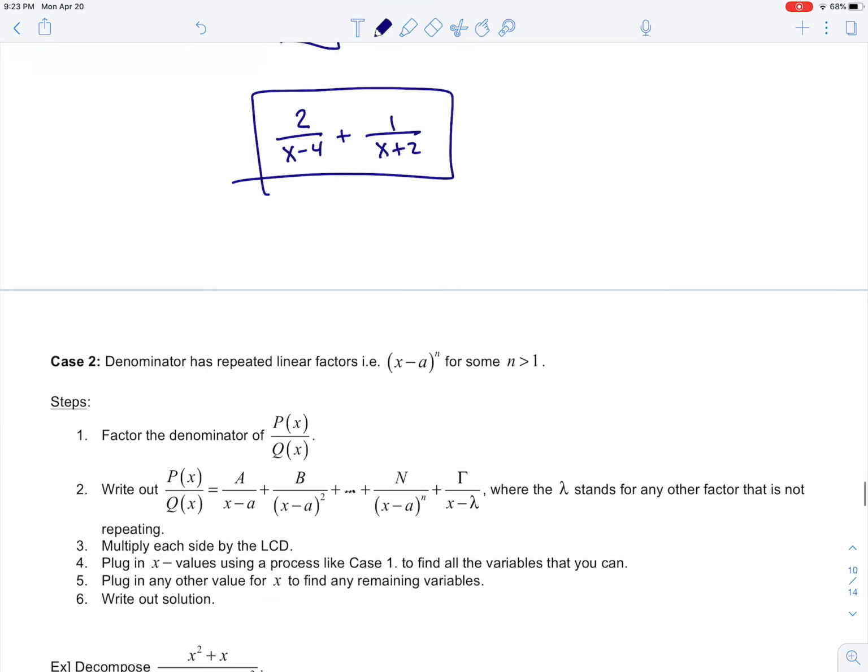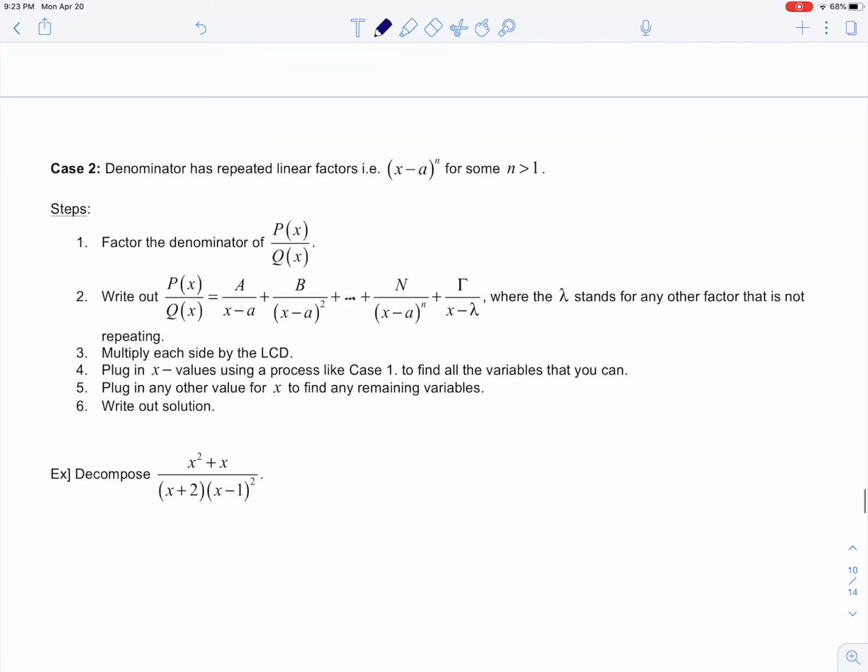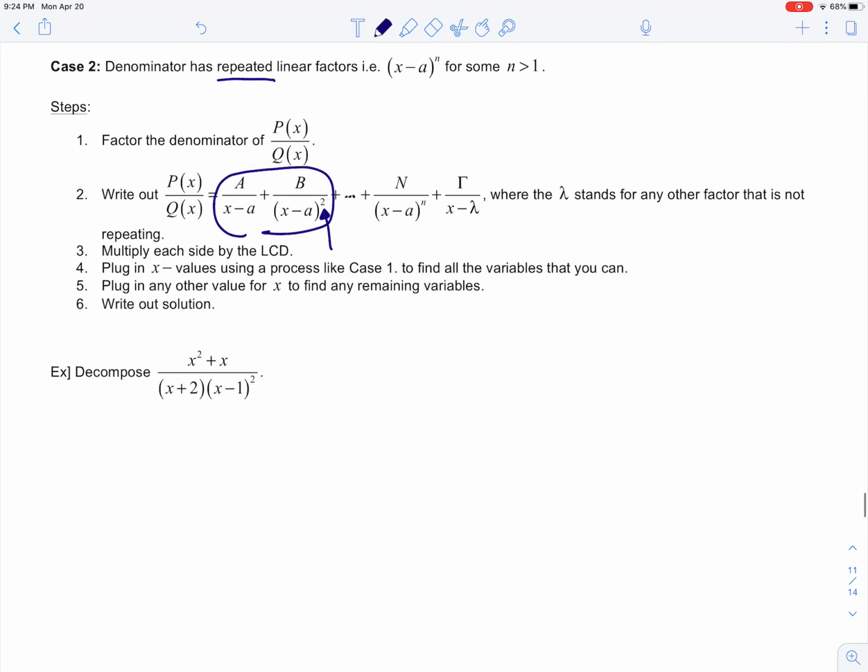So let's take another case here. What if you factor the denominator and notice that some of the linear factors are repeated? What do you do differently? Well, when you do your setup, you need to take into account the multiple factors of that linear factor in the denominator by setting up several fractions. You'll need as many as there are powers of that linear factor.